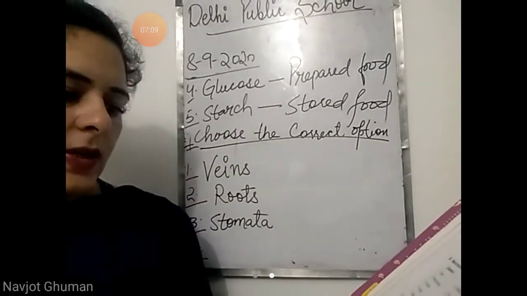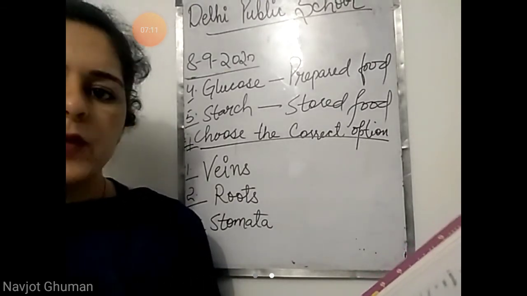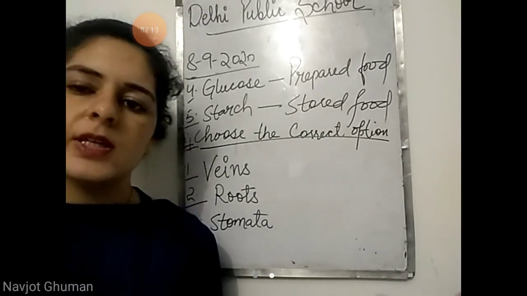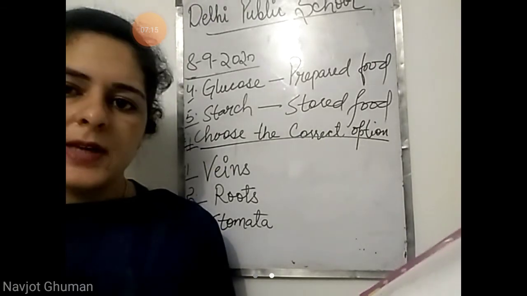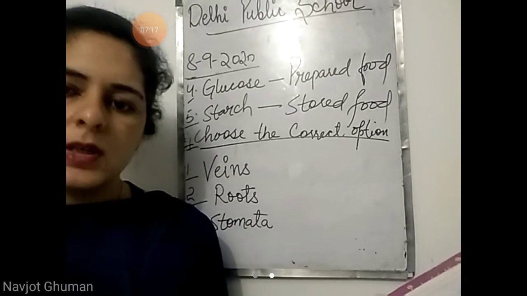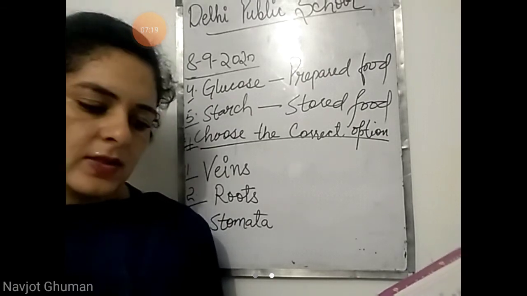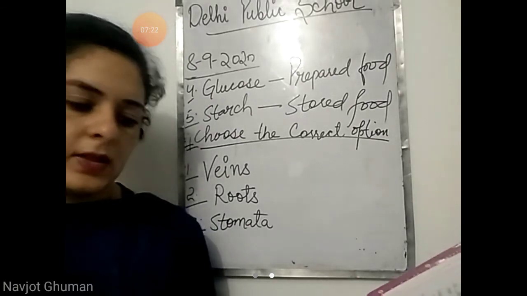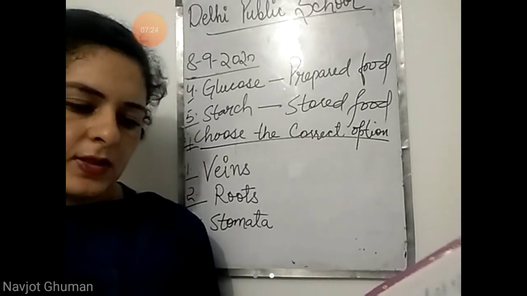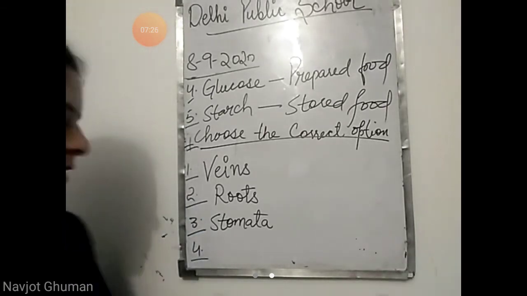Which of these will not be needed by leaves for making food? Which is not the raw material for making food? Carbon dioxide is required, water is also required, sunlight is also required. So everything is required from these options. Answer is D, none of these.